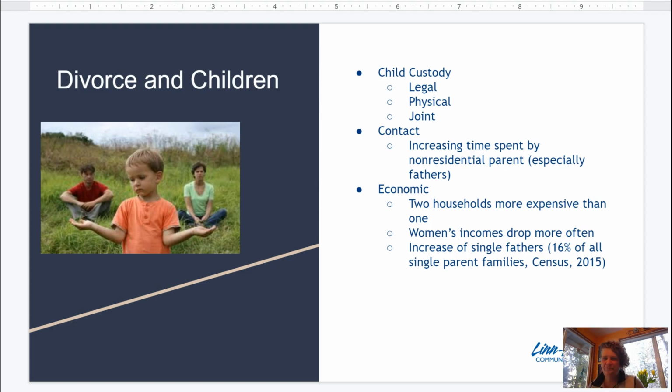In general, women tend to be more poor after divorce than do men. This is true whether they're residential, non-residential, custodial, etc. Women's income drops and men's income tends to stay the same or go up. We also have an increase of single fathers. And so of all single parent families, 16% tend to be fathers. So that's increasing.